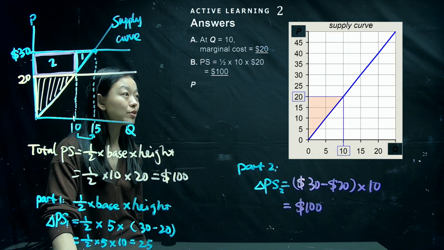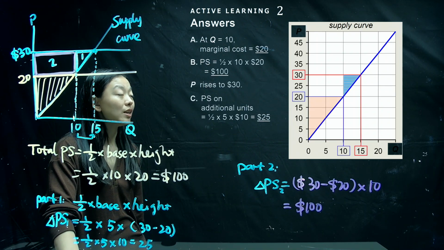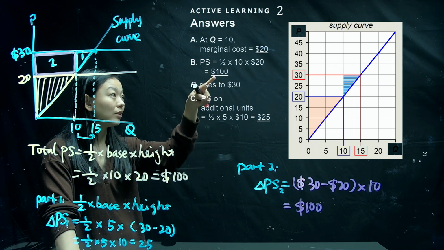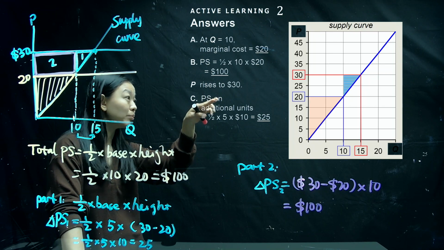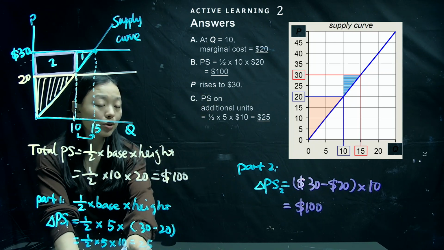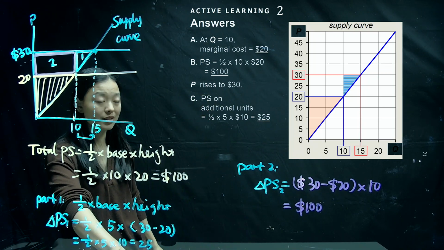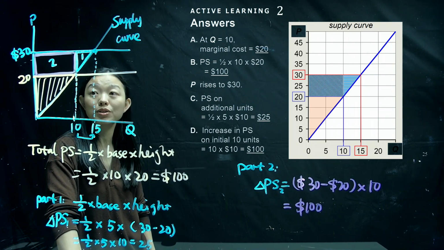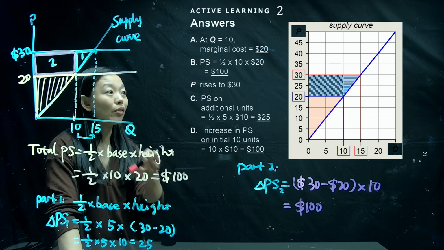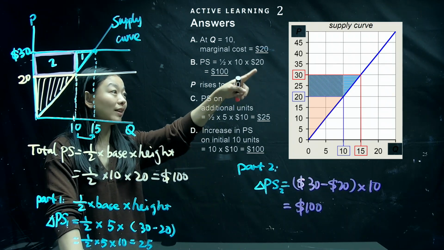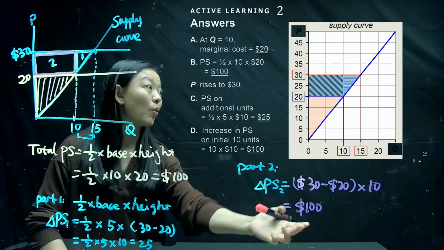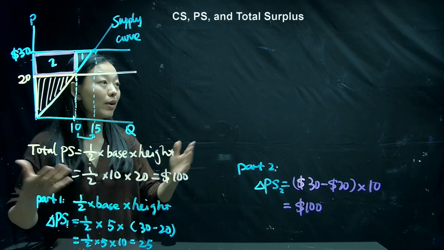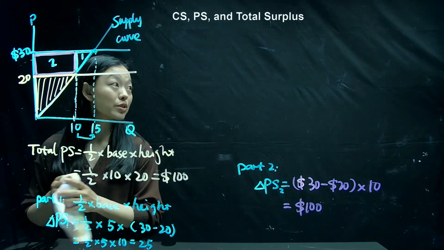Okay, so these are the answers. You can see when the price increased to $30, the small triangle on the graph, shown in the blue area, will equal $25 as I showed here. And then the increase of the producer surplus on the original 10 units, shown in that rectangle, will equal $100. All right, now we have already finished consumer surplus and producer surplus.